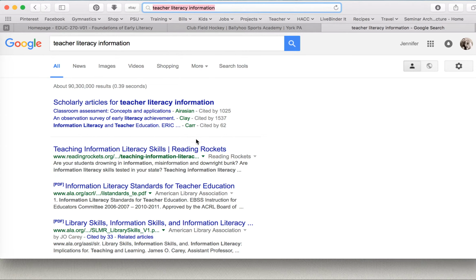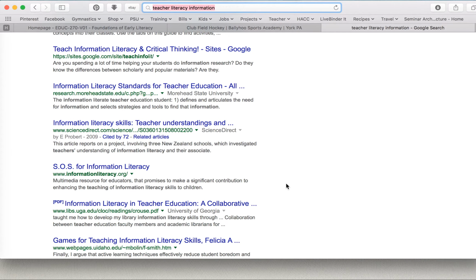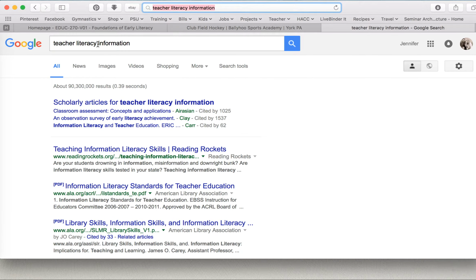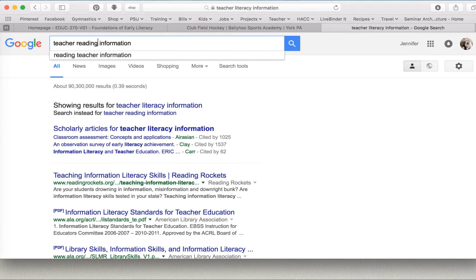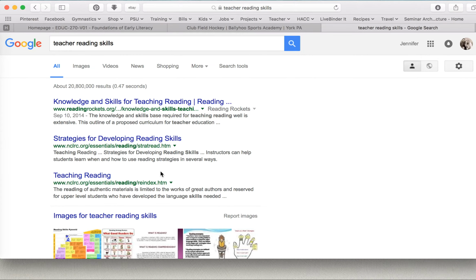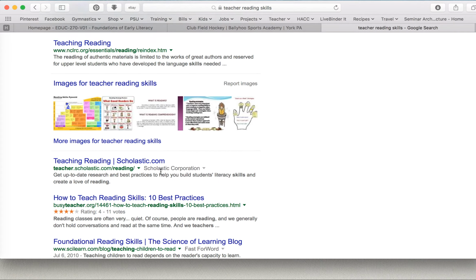And good old Google will give you some websites, and just looking here, some of these will work for you for sure. And when you get to the bottom of your search, you might be able to click on some of these to get related search topics. Not all of them, but teacher resources for literacy, teacher information for literacy. Another thing, instead of literacy, you might want to put in reading. Teacher reading skills. Let's see what that gives us. Yes, some of those will work as well. Okay, and those will give you information.